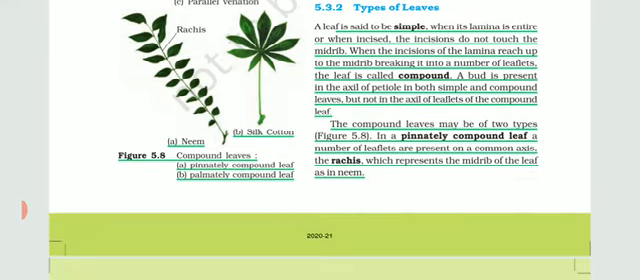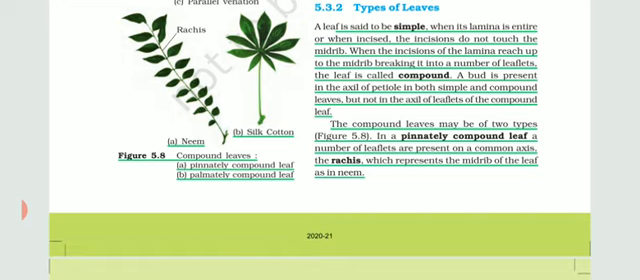Now let's come to types of leaves. Mostly you have seen neem plants, and you may get confused that there are so many leaves present on the branches of the neem plant, but actually these are leaflets. They are not leaves. The whole part is actually one leaf consisting of so many leaflets. A leaf is said to be simple when the lamina is entirely made up of a single piece. But when incisions divide the lamina down to the midrib into many leaflets, the leaf is known as a compound leaf.